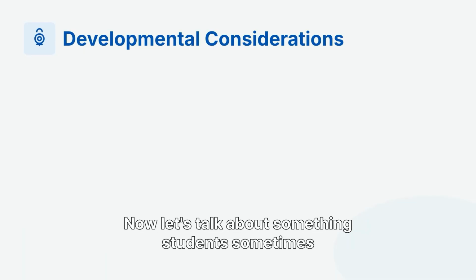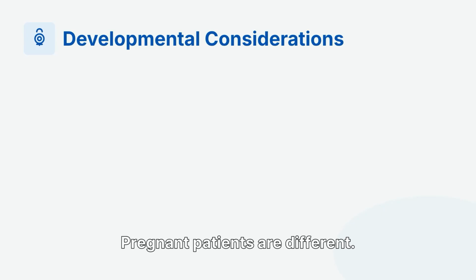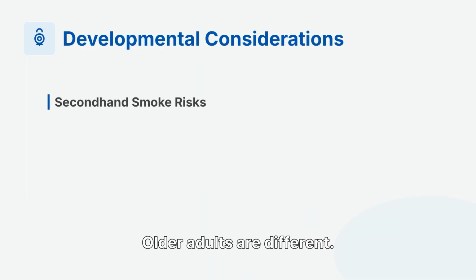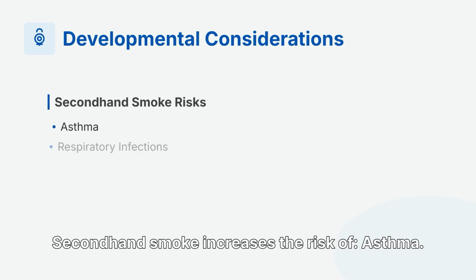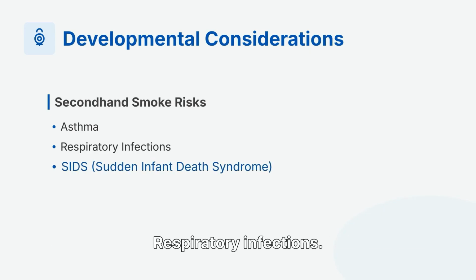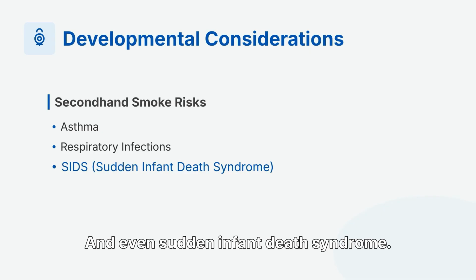Now let's talk about something students sometimes overlook. Not everybody breathes the same. Kids are different. Pregnant patients are different. Older adults are different. Let's start with infants. Babies breathe faster than adults. That's normal. Secondhand smoke increases the risk of asthma, respiratory infections, ear infections, and even sudden infant death syndrome.